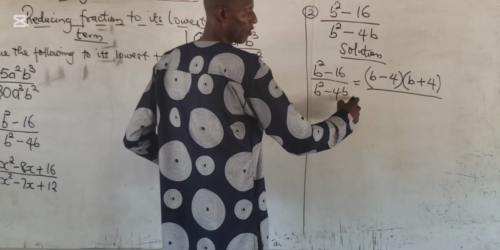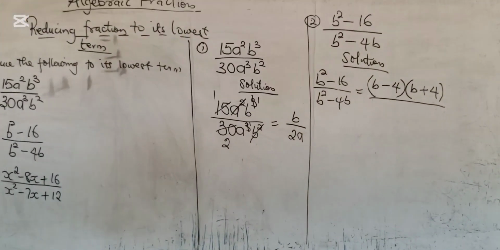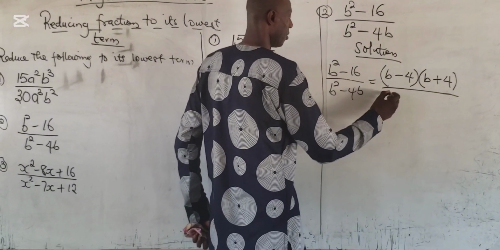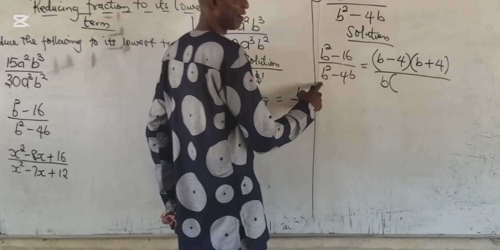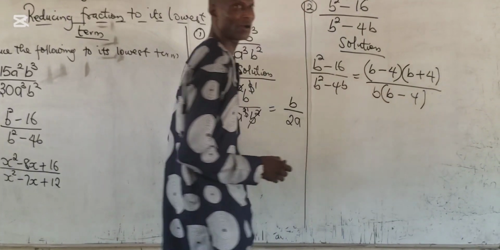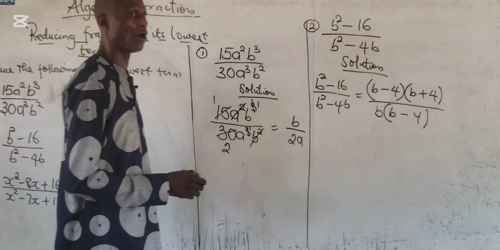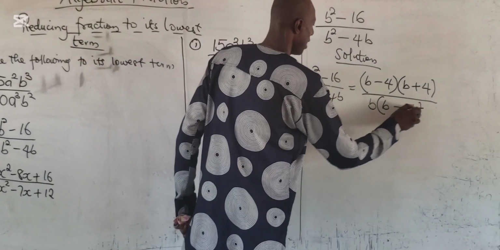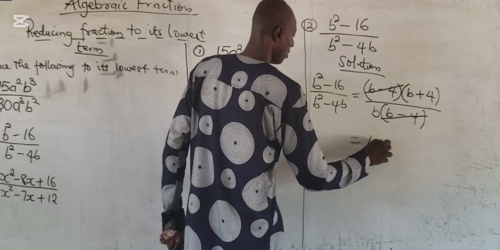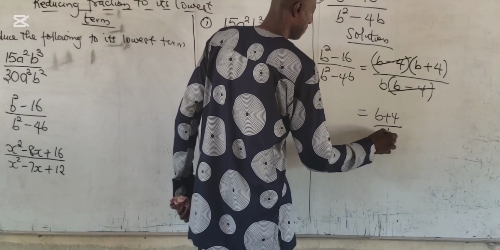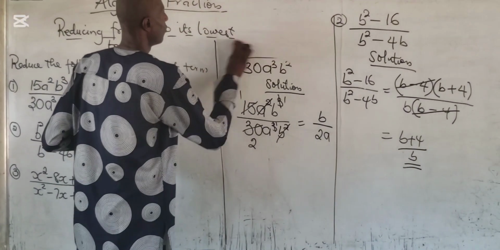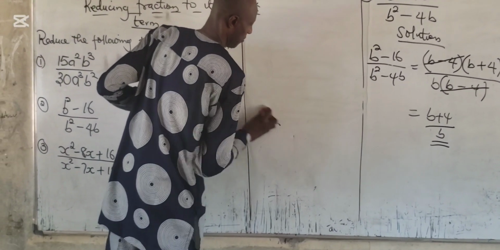Now, we will factorize the denominator. You bring what is common out. b is common. If I bring b out, b minus 4 is left. b minus 4 is not common, this will cancel this. So you are left with b plus 4 over b. That is number 2.